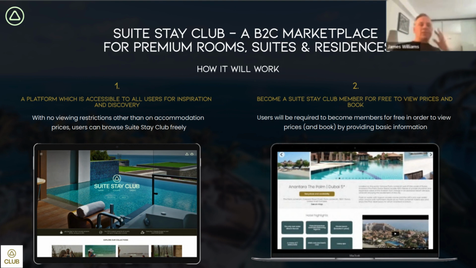In terms of what that looks like, it's a platform that will be open for anybody to access. People will be able to come, search through our inventory, and be inspired by what we're offering. But if they actually want to see pricing and make a booking, they need to become a member of Sweet Stay Club. This enables us to offer premium accommodation at a discounted rate and surpass any issues that might exist with parity in the market with pricing.